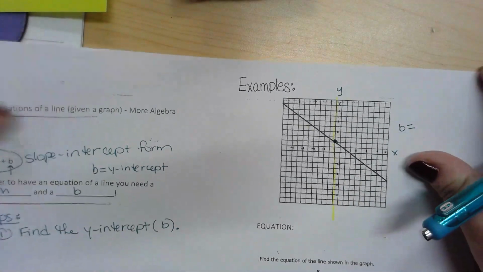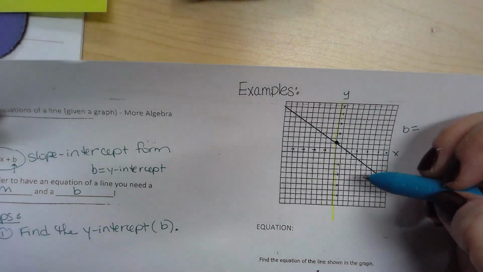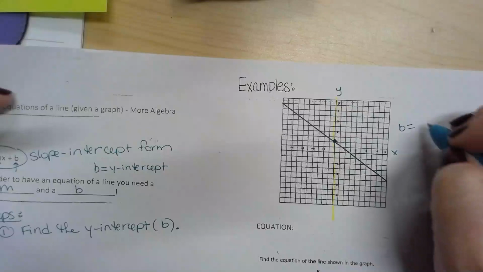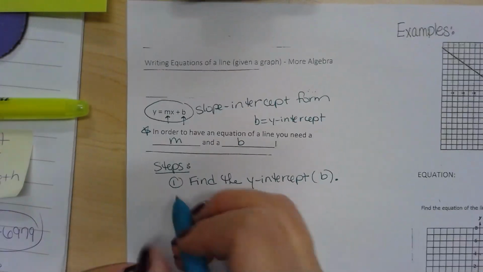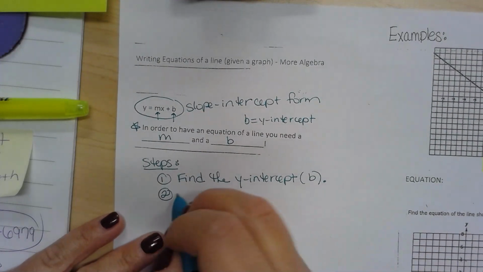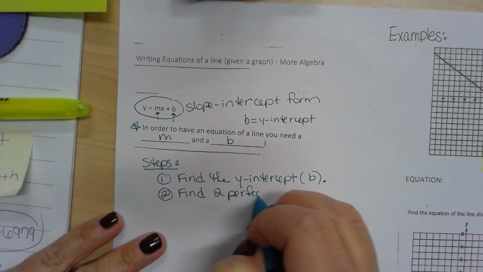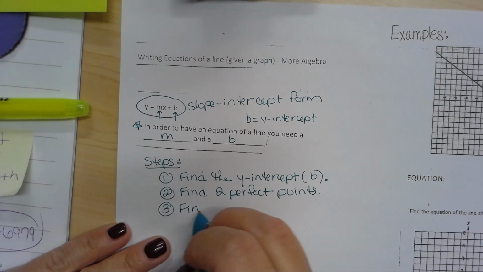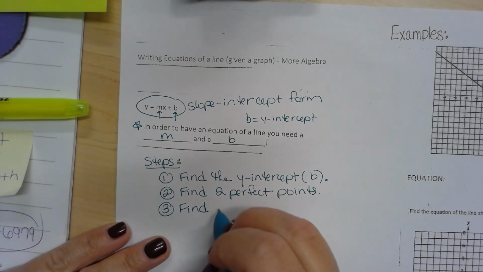So in this example, if you locate the b, sorry, it's so hard to see the scale. I think it's going up by halves, so this should be 1. Sorry, that scale is really bad. Step 2, after you find the y-intercept, now you're going to find two perfect points, and then find the slope.